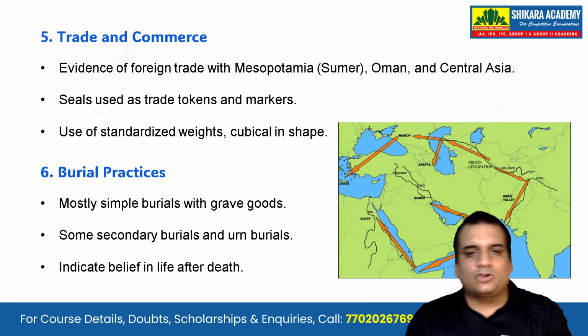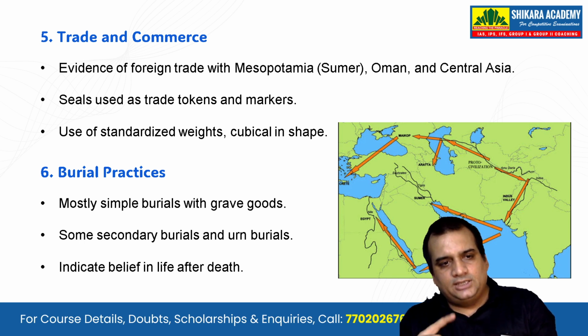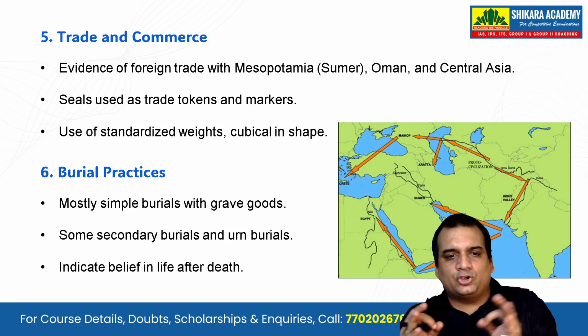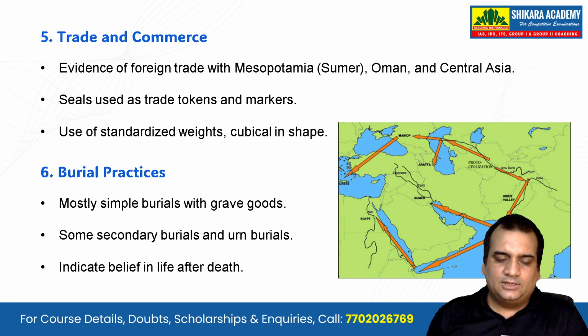The trade and commerce we had with Mesopotamia, Oman and Central Asia, we have already seen. Seals were used as trade tokens and markers. Use of standardized weights, cubical in shape.